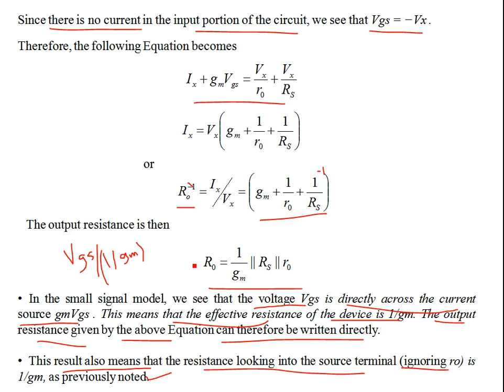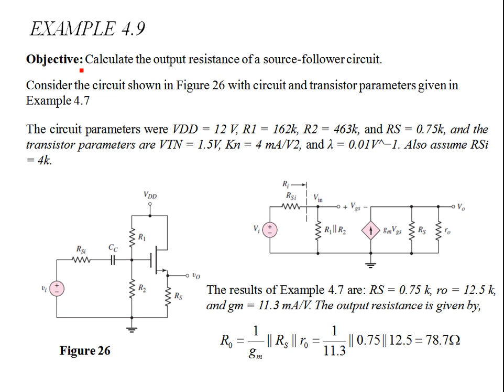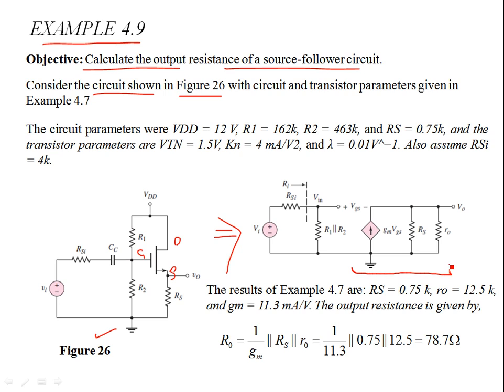Okay. So let's take one example to see practically how much the output resistance is for any common drain configuration or source follower configuration. This is example 4.9 from the course text. So the objective is to calculate the output resistance of the source follower circuit, and we consider the same circuit as we considered earlier in part 43 of this lecture. So it's figure 26. If you recall, this is a common drain configuration. This is your drain. The output is being taken from the source. This is the gate. And this is the AC equivalent circuit consisting of the small signal model of the NMOS device.